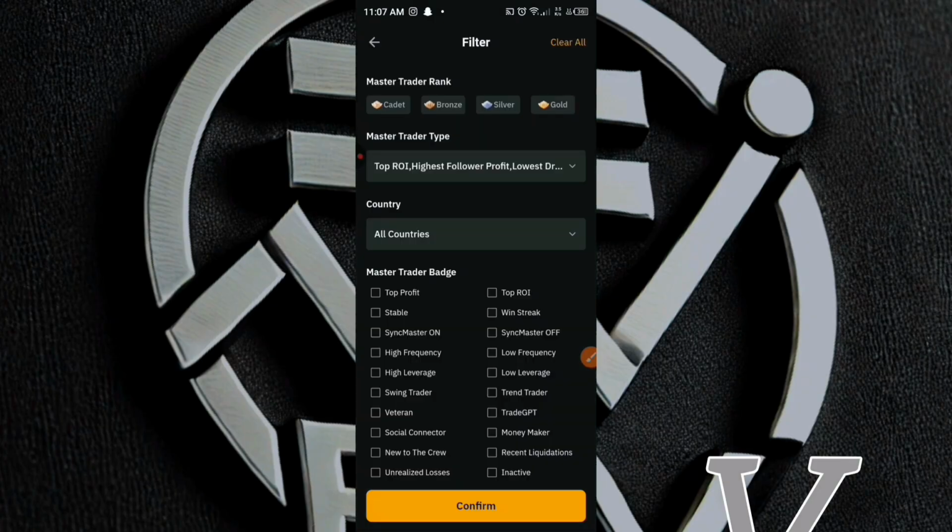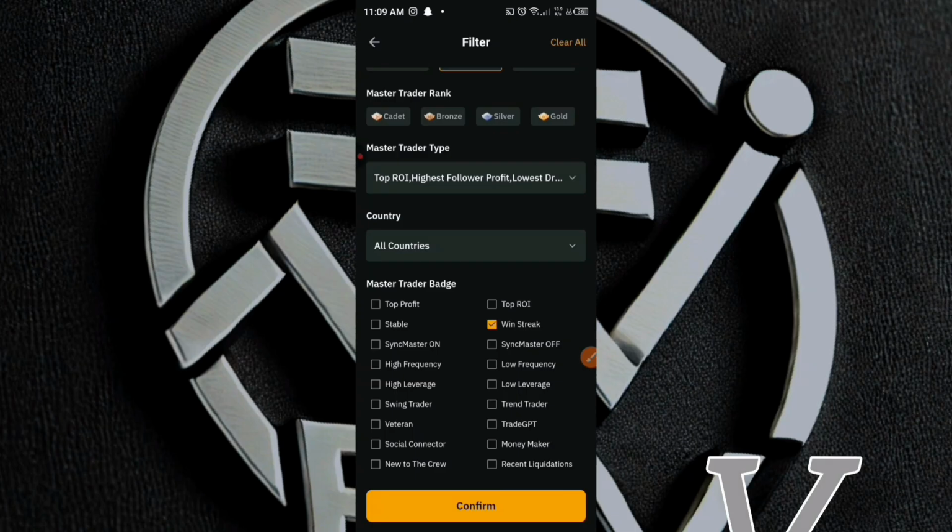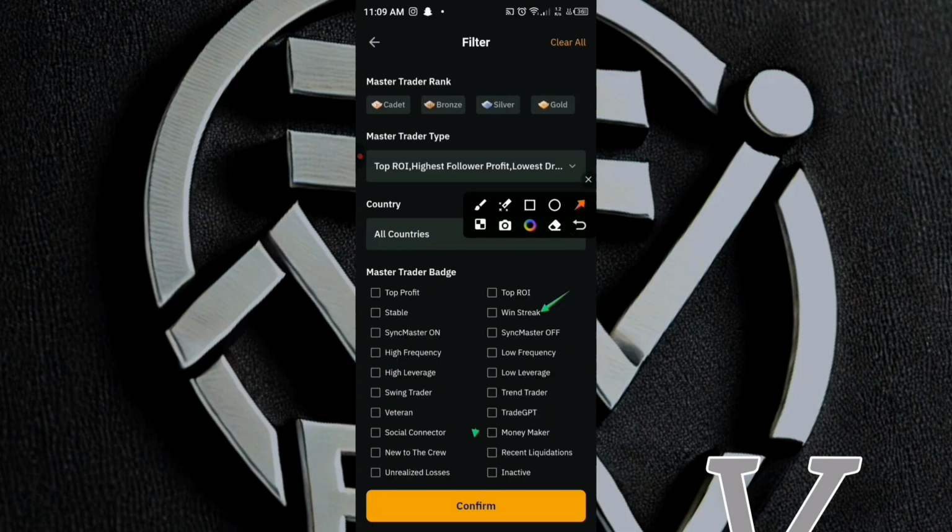So guys, the next thing you need to select is a master trader badge. Over here you'll be able to select traders that have gotten a badge for top profit, a trader that has gotten a badge for top return of investment, and so on and so forth. But out of all these, I would prefer to go with a trader that has actually gone for a win streak, which means that he has a continuous winning badge. And after selecting all the needful things that you want at this section, you just have to click on the confirm button over here.